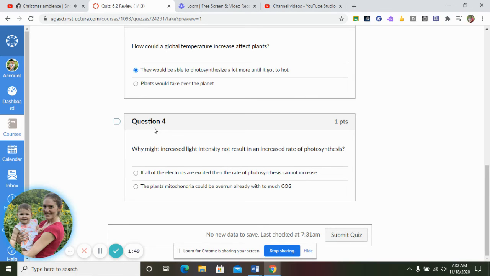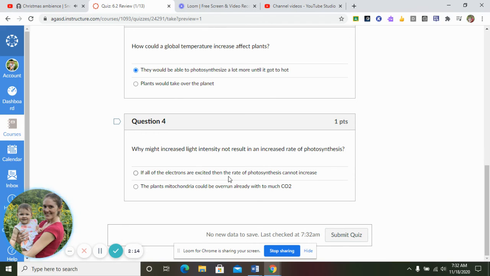So initially we know that if you increase the light, you're going to increase the rate of photosynthesis as well. You can only increase the rate of photosynthesis as long as there are electrons that are left to excite. Once you have excited all of your electrons, then photosynthesis cannot continue to increase. It's going to plateau just like it did with that temperature increase. So we're going to go with this one here.